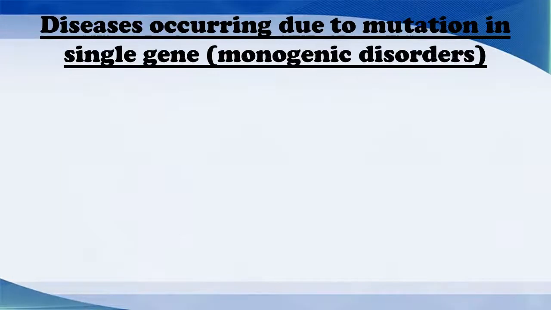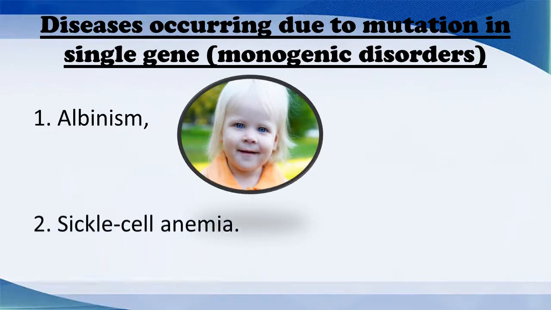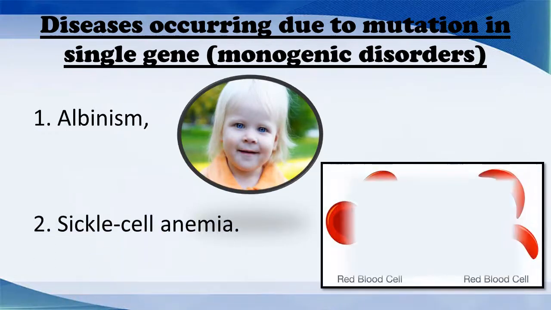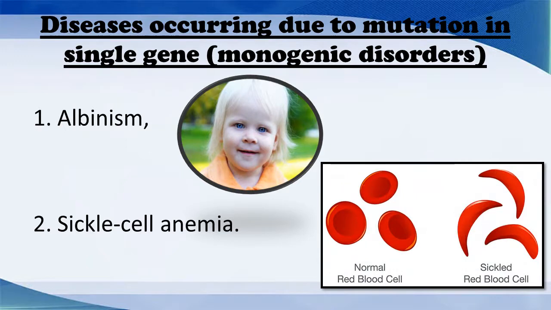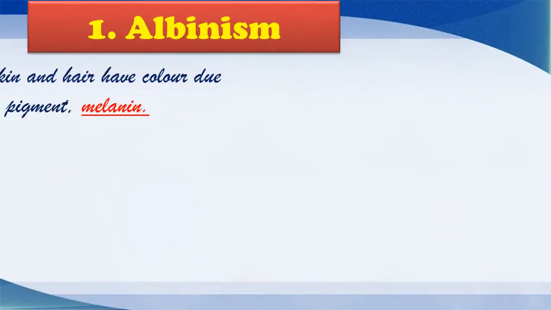And in this lesson we have to study two examples of monogenic disorder. First is albinism, and second is sickle cell anemia, in which you can observe here the normal red blood cell and the sickle shaped red blood cell. So let's study about these two. Okay, so first is albinism.